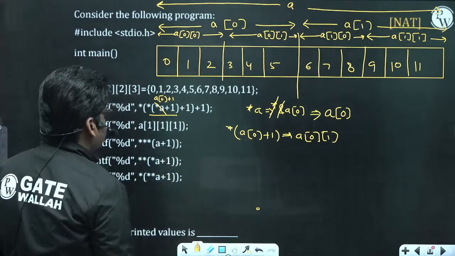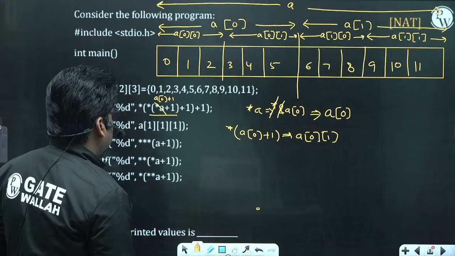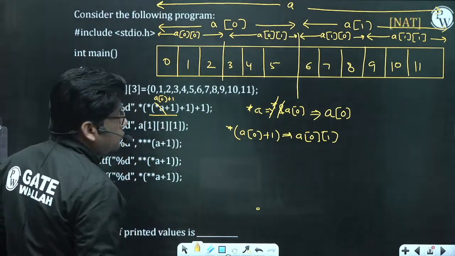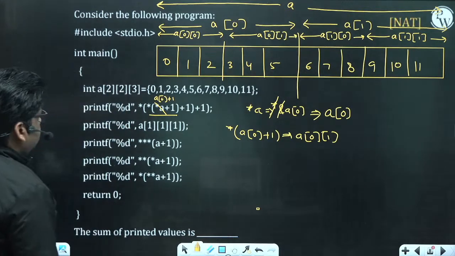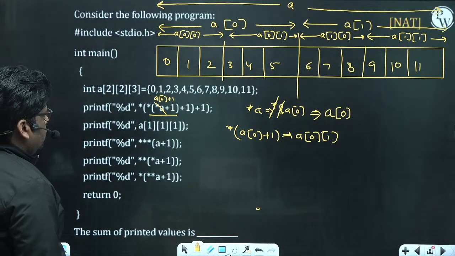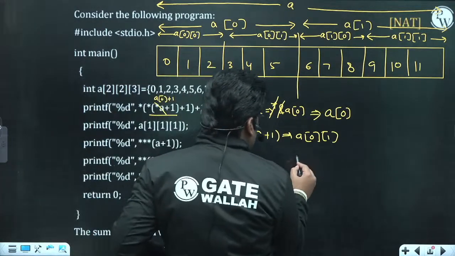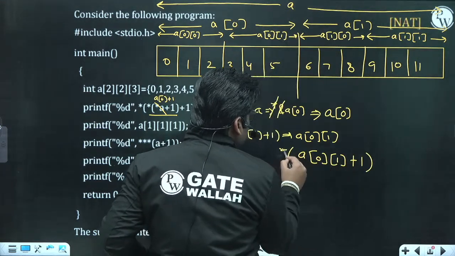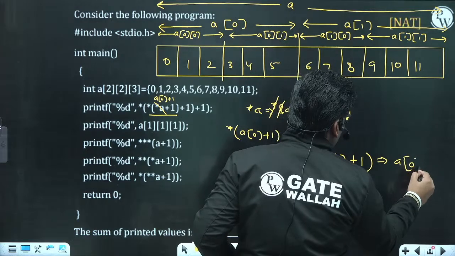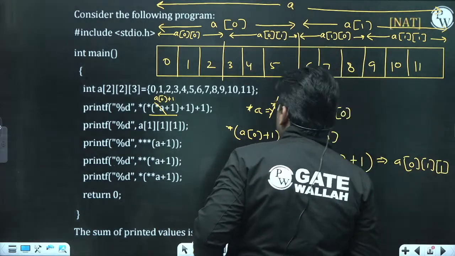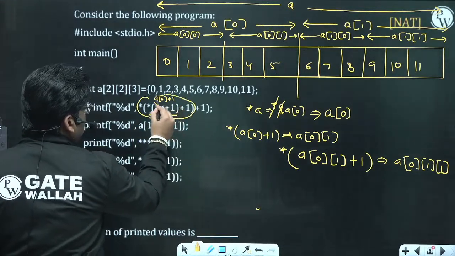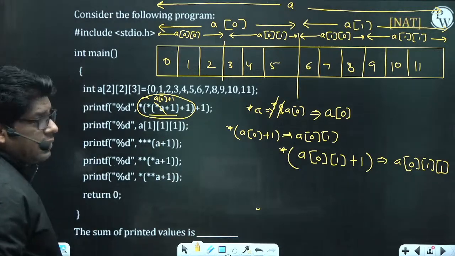Tell me what is the right answer. Now plus 1. Sir, A01 plus 1 and then a star. Sir, we can say it is A011. Am I right? That means you are saying this whole as A011 plus 1. So tell me the answer.